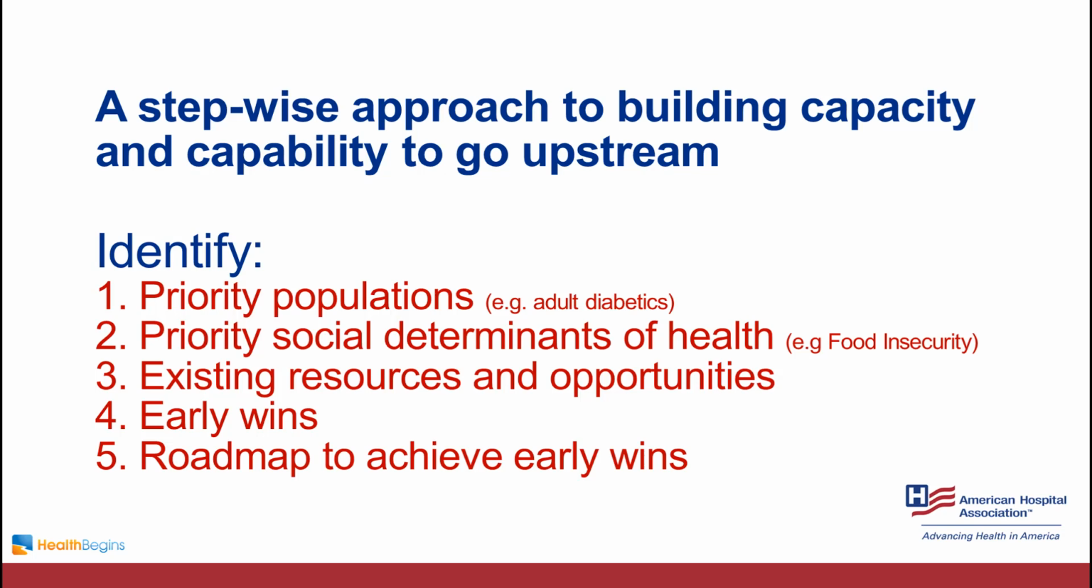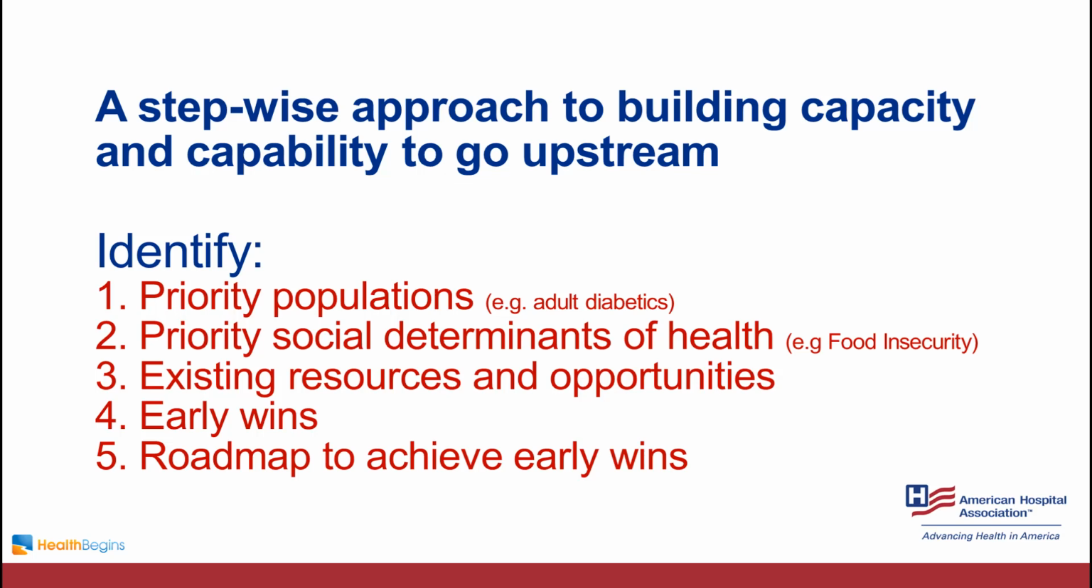So for example, in the example I provided with Mrs. M, our priority population might be adult diabetics. The other step after identifying a priority population is then to identify a high priority social determinant of health that is related to the health needs of that population. In this case, as we've described, food insecurity is a major social determinant of health for this population of adult diabetics like Mrs. M. So we've gone pretty quickly through identifying those first 2 steps.